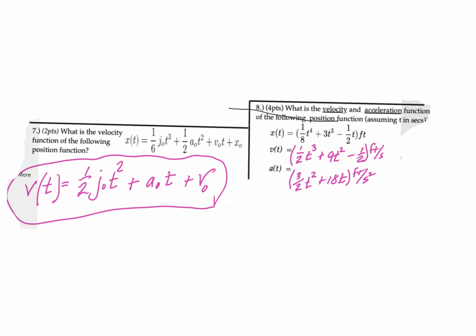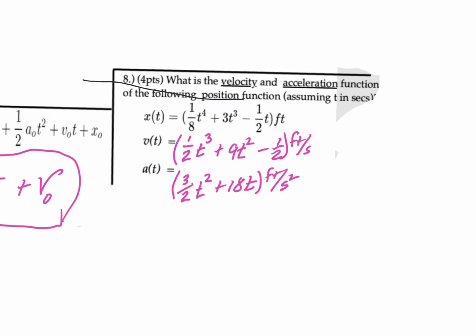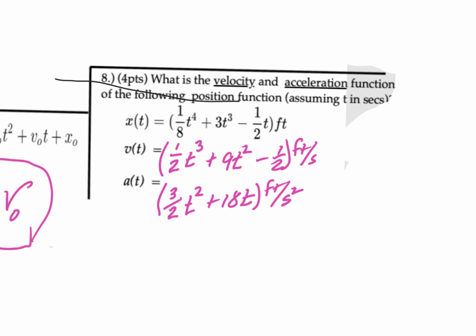All right, so here is 7 and 8. That's just straight up derivatives. You're going from the first pink to the second pink by taking the derivative. Pretty simple there. Here you're doing 2 derivatives, the first one being velocity, the second one being acceleration.